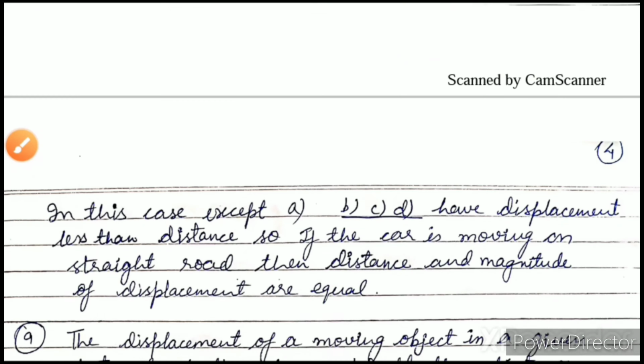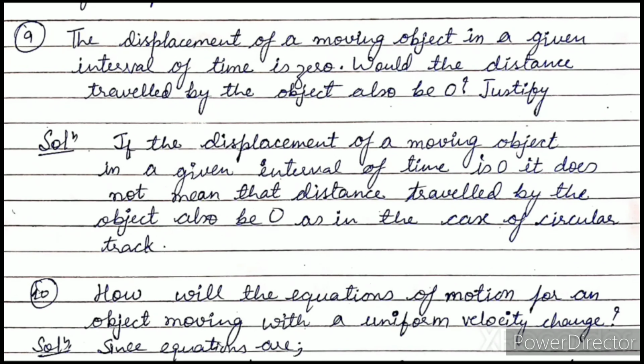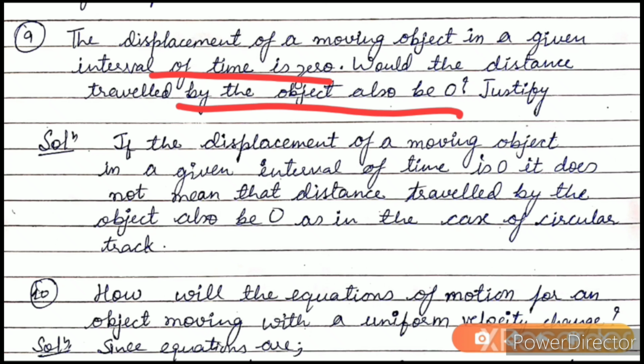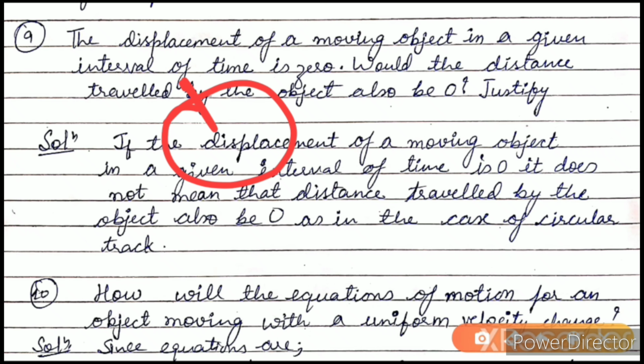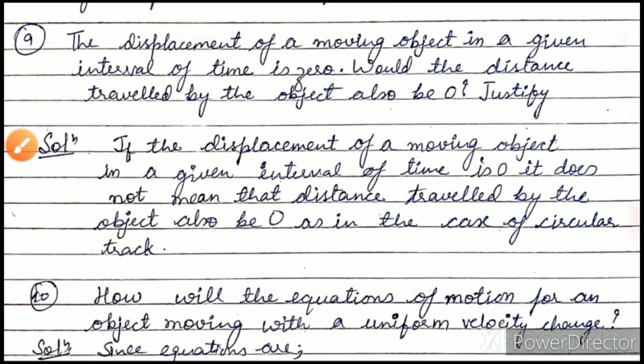Now come to the next question. The displacement of a moving object in a given interval of time is 0. Would the distance traveled by the object also be 0? Now I will give the justification. If the displacement of the object in a given interval of time is 0, it doesn't mean the distance is 0, because we have seen the case along a straight road and in a circular path, the displacement can be 0, but the distance will never be 0 in this case. So this contradicts, hence the option is wrong.